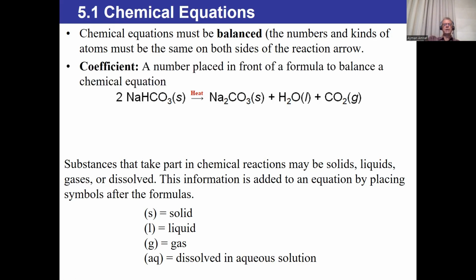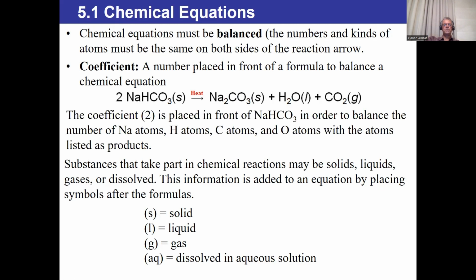The equation should be balanced, so use certain coefficients, which is a number placed in front of a formula to balance a chemical equation. For example, the coefficient 2 multiplied by the substance NaHCO3, sodium hydrogen carbonate, is placed in front of NaHCO3 in order to balance the number of sodium, hydrogen, carbon, and oxygen atoms.